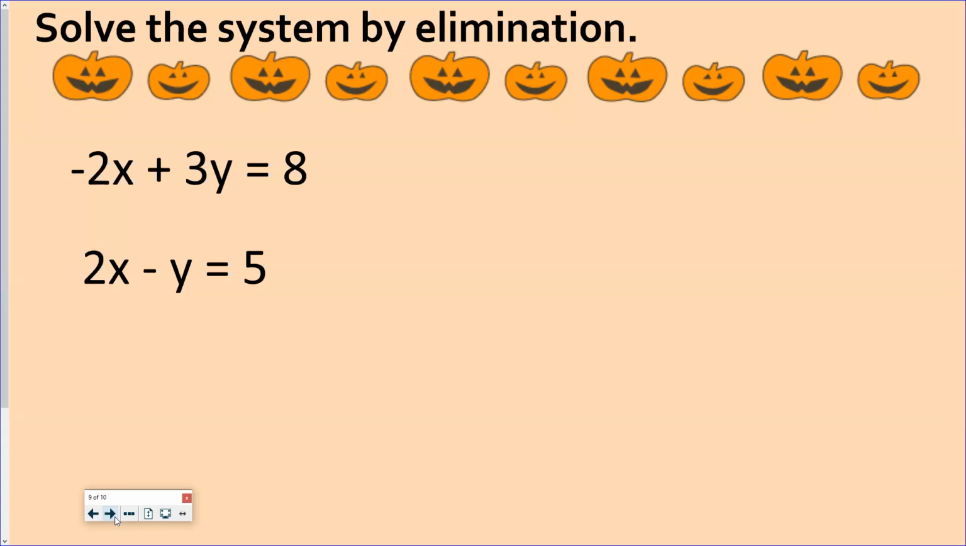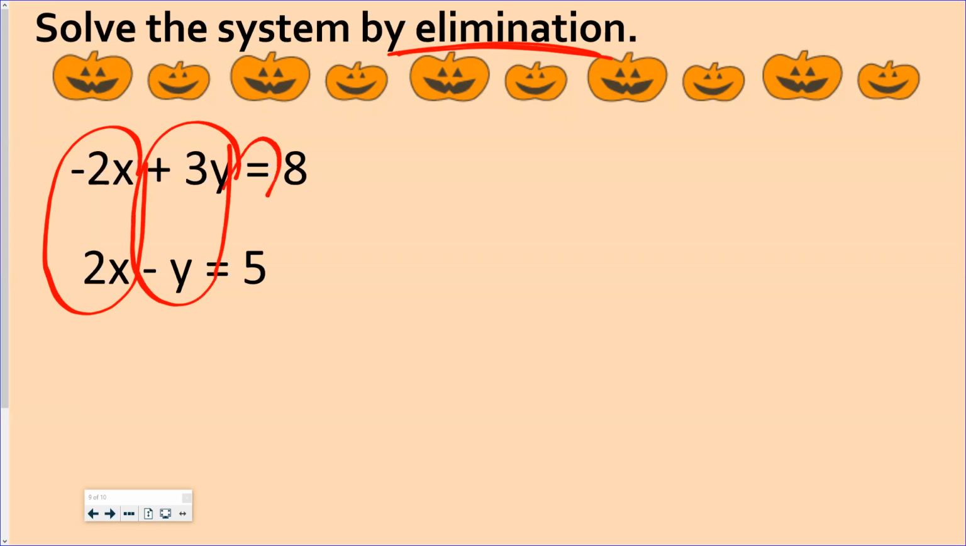All right, let's go ahead. Let's try another one here together. I got negative 2x plus 3y equals 8. 2x minus y equals 5. Again, I'm solving this system to find the solution. If I'm going to use elimination like they want, my x's have to be lined up, my y's have to be lined up, my equal signs have to be lined up, and my constants have to be lined up. Check, I'm good on that.